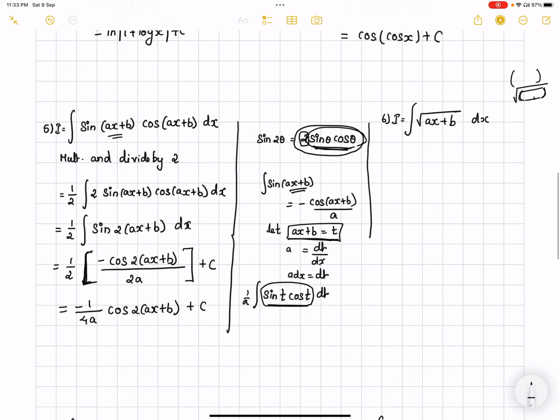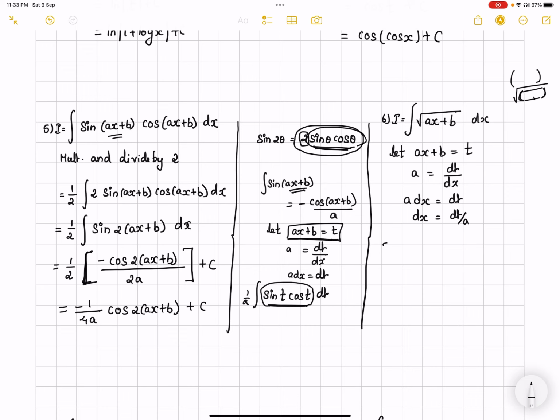Inside the square root, whatever is there, you go for substitution. Always it works. So now here, let ax plus b is equal to t. Then I would be having a is equal to dt by dx. So a dx is going to be equal to dt, and dx is getting replaced by dt divided by a.